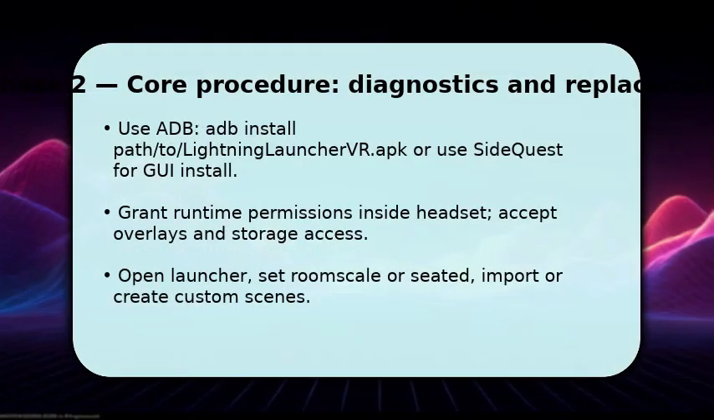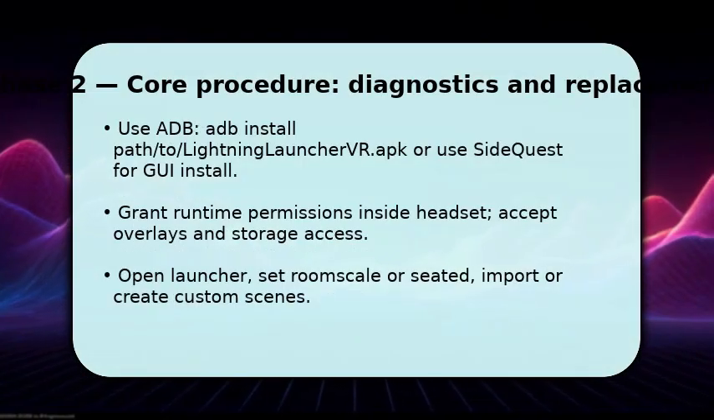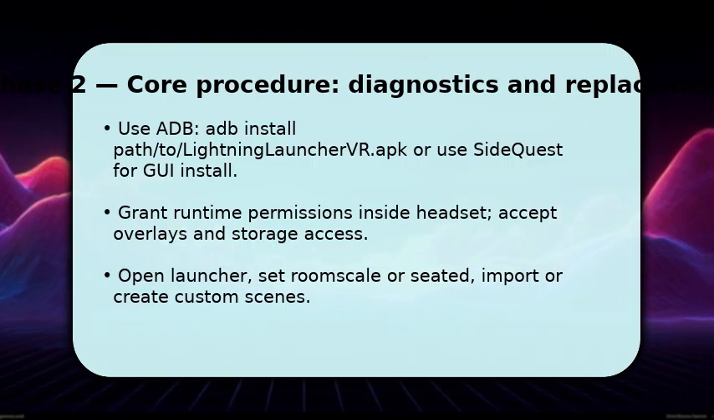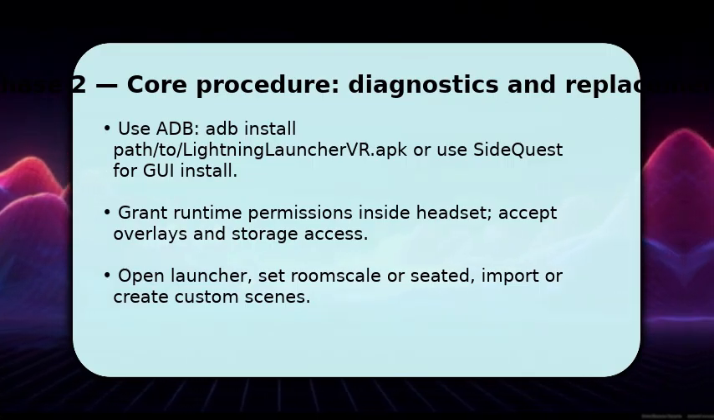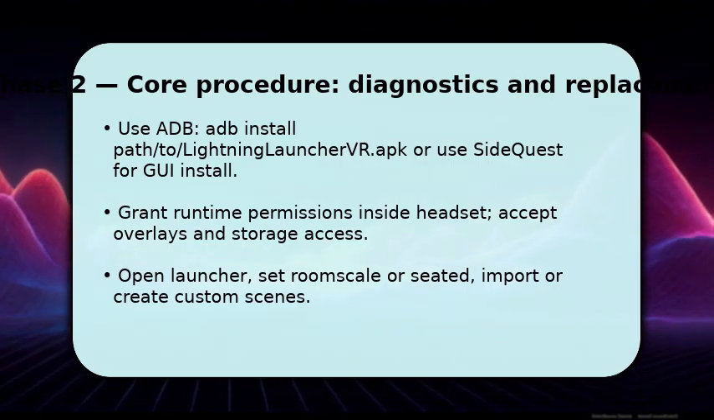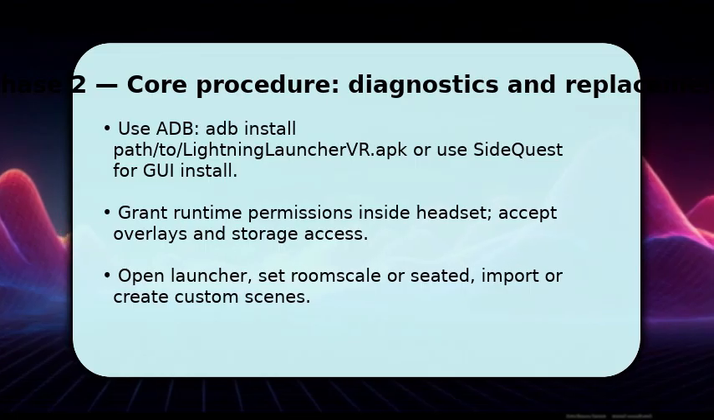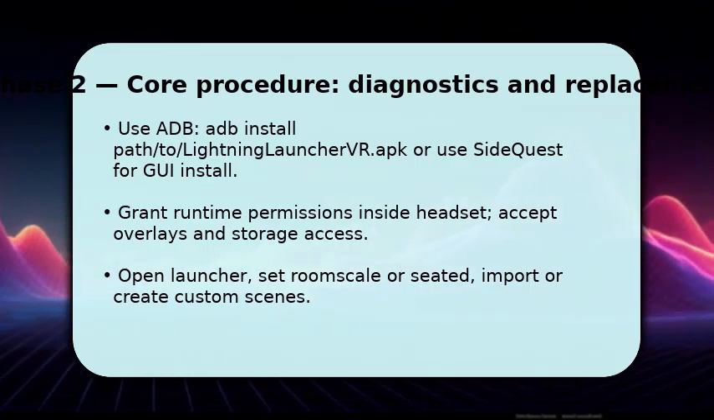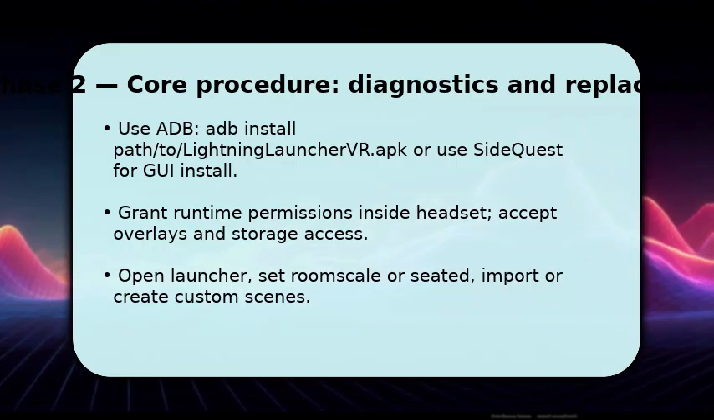Next, install the APK using ADB or a sideload tool like SideQuest. Run adb install followed by the full file path and watch for a success message. After installation, launch Lightning Launcher VR in the headset and accept runtime permissions, overlays, storage, and microphone if requested, because the app needs them to display and load assets.